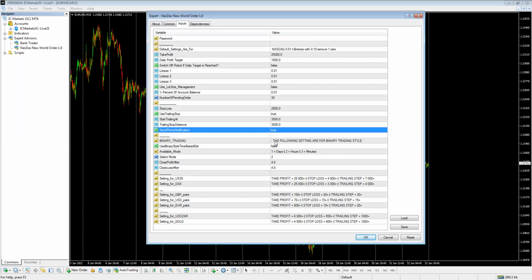If you just sit at home, play games, sit at home, play games, you don't have to sit in front of your computer watching the robot to open trades. This is mostly for you guys. Okay, so you open the robot.